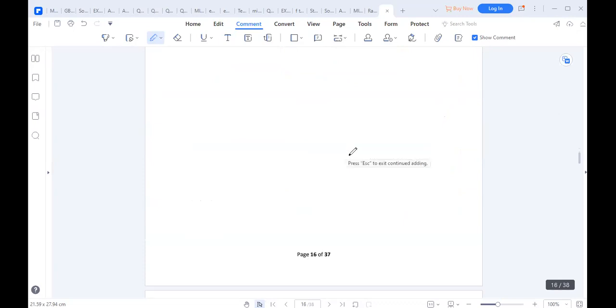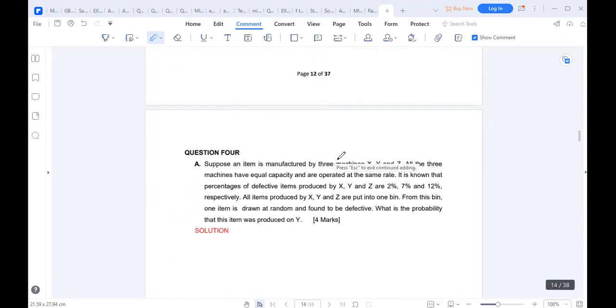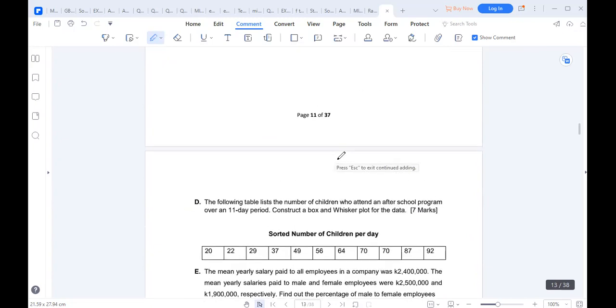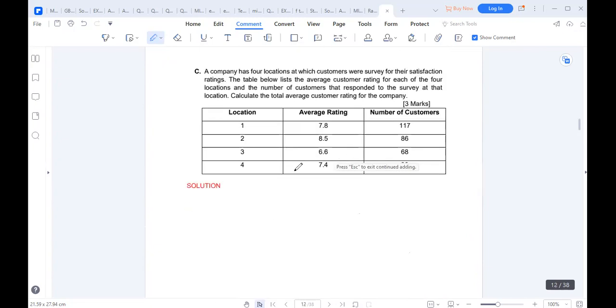So you have done all the assignments and all the tests. Next one here, we are told to calculate the average ratings, given that there are 4 locations showing the ratings of satisfaction. We are given the ratings here and the number of customers, letter F. When we apply, you get XF. So 7.8 times 117, you get the answer there.